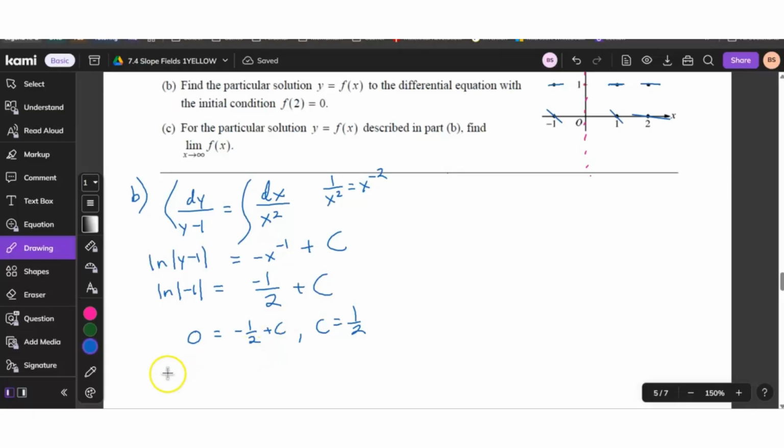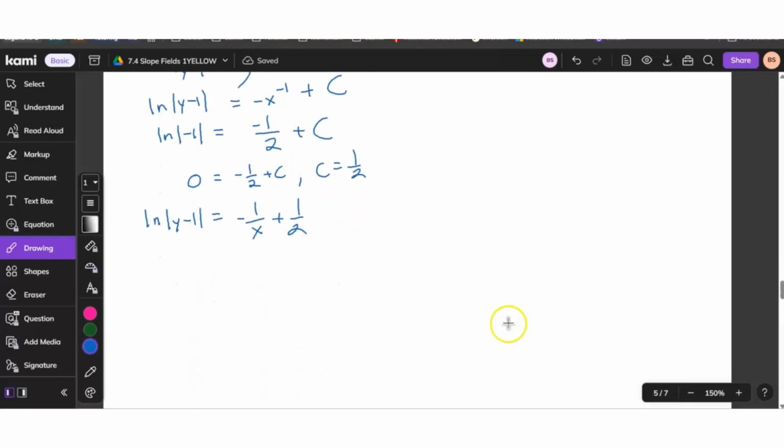All right, so then we can go back to our initial one there. So ln of the absolute value of y minus 1 equals negative 1 over x plus 1/2. And now I need to solve for y, which means I need to raise both of these to the power of e.